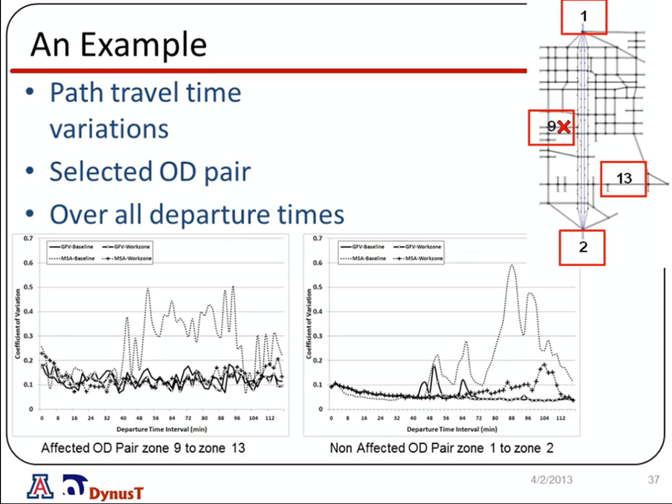The dotted line here is the MSA baseline, and as you can see, it's all over the place with radical variations. The used routes and travel times are often extremely different, and the MSA work zone case also has fairly high coefficients of variation. A similar pattern can be found when using zones 9 to 13 instead as the OD pair. This pair should be affected significantly by the work zone, and once again we can see overall that the MSA model has much larger coefficients of variation compared to the GFV one. This is another way of examining the quality of the algorithms from the standpoint of their stability.